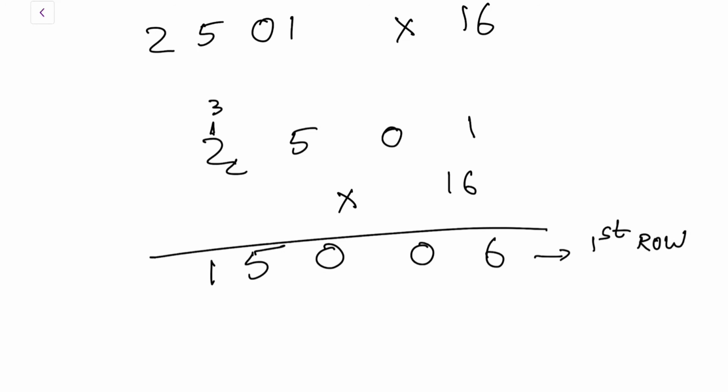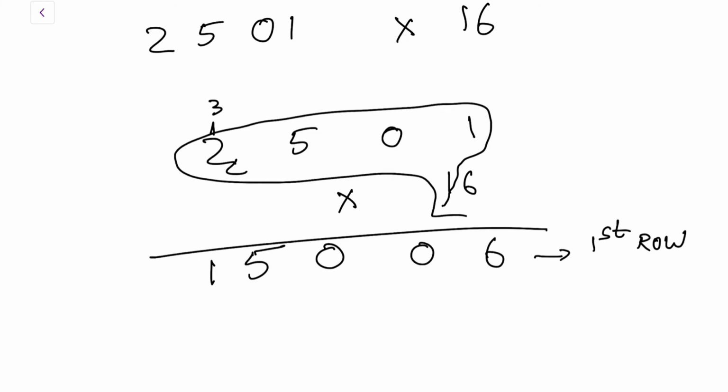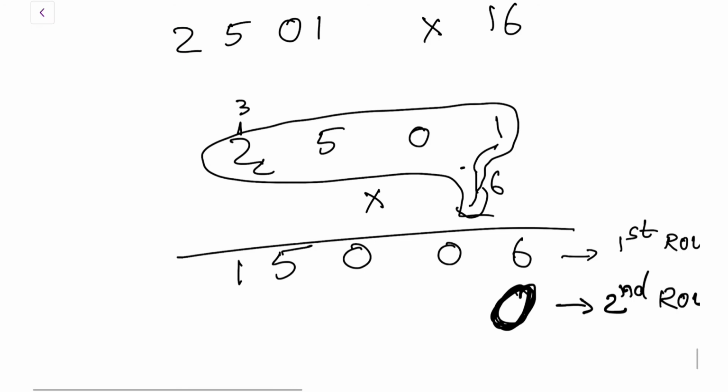Now what about the second row? That's right. We do 1 into this. But before you do that, what is important in the second row? What do we need to do? Perfect. Put a 0 here, right below the ones place of the first row. Okay, put a 0 here in the ones place of the second row. And now you can do the multiplication.